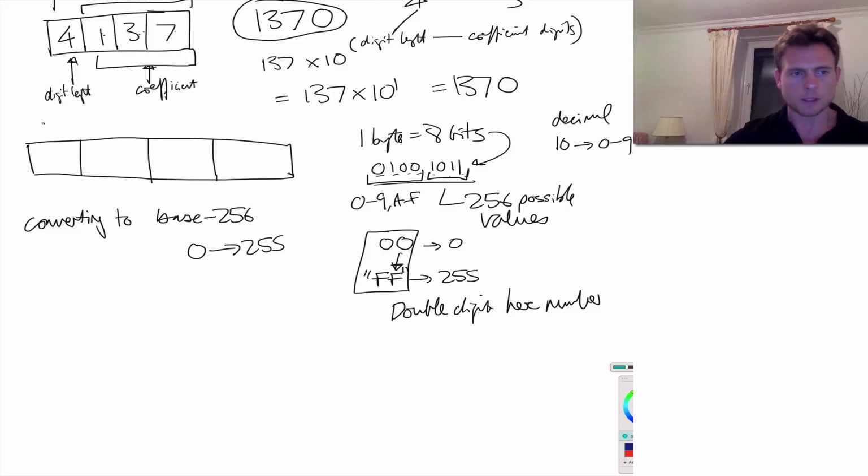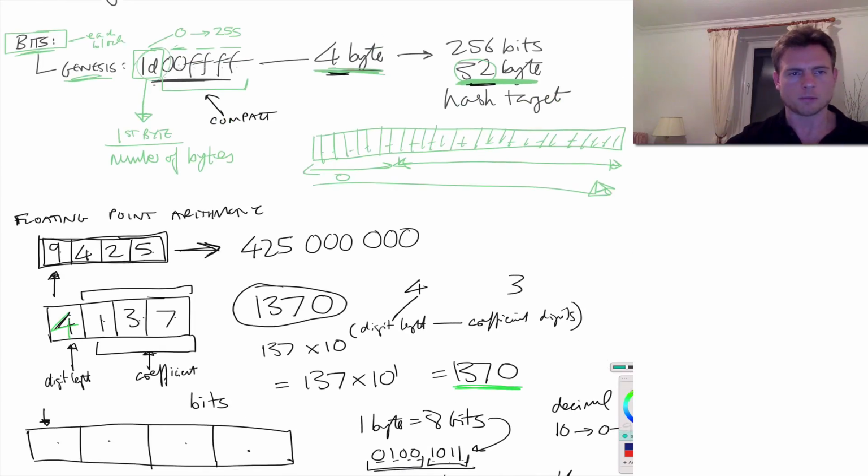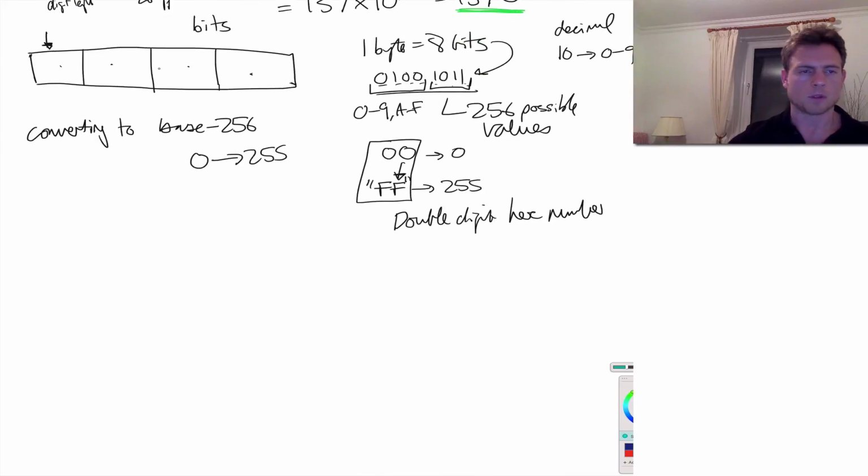The point is that the first byte in this 4-byte section defines how many bytes our target is going to take up, just like in decimal, this value defines how many digits our overall number takes up. This number is in hexadecimal. In the case of our Genesis block, the first byte was 1D, the second byte was 00, the third byte was FF, and the fourth byte was FF.